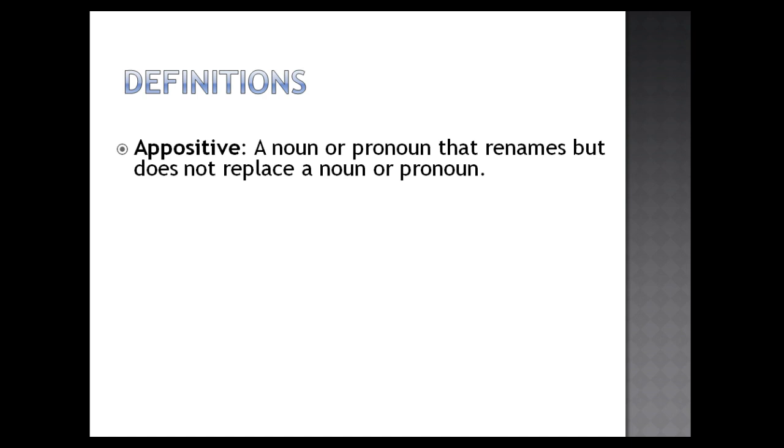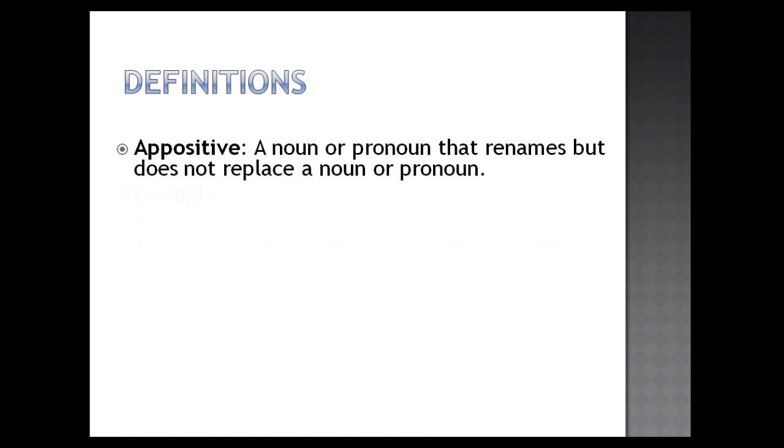Alright, an appositive is a noun or pronoun which renames but does not replace that noun or pronoun. Typically, a pronoun actually takes the place of it, removing the antecedent from the sentence, whereas an appositive actually has it in there twice in some way to add information.